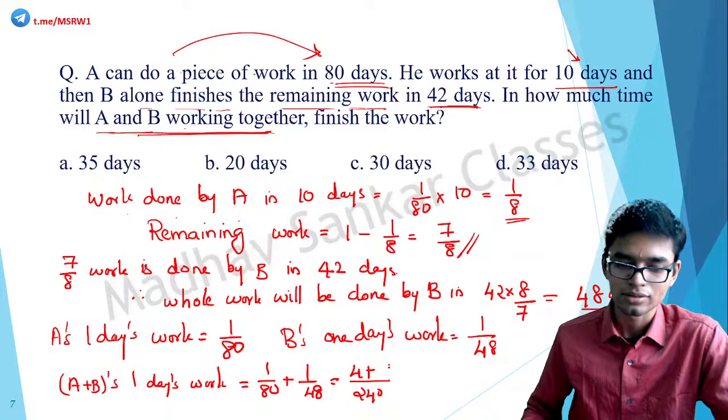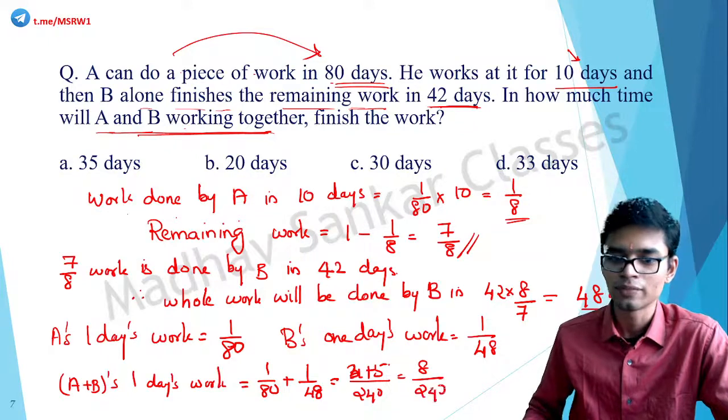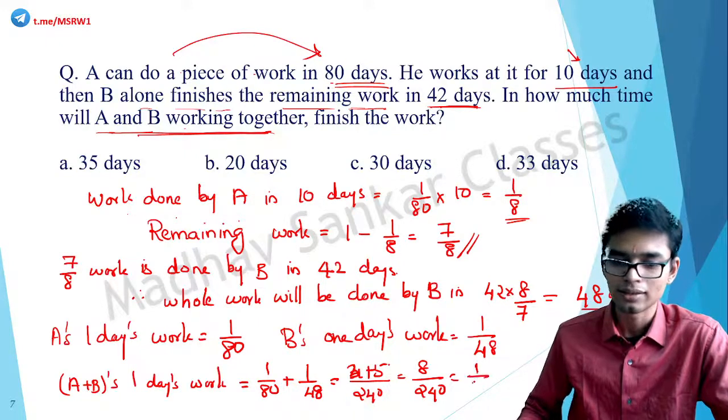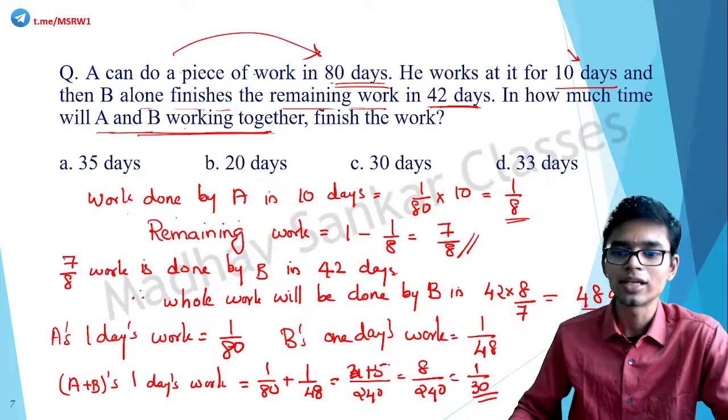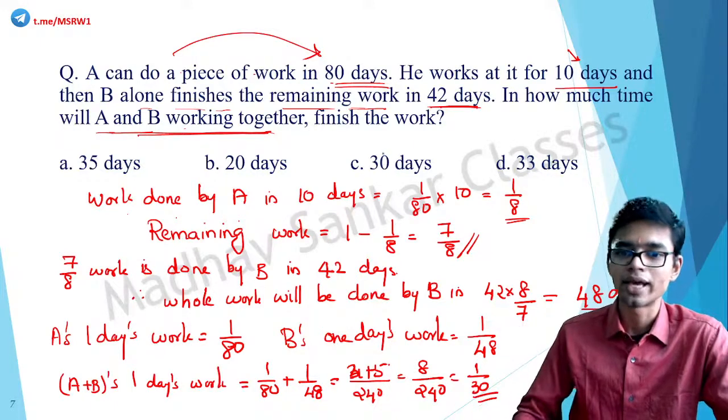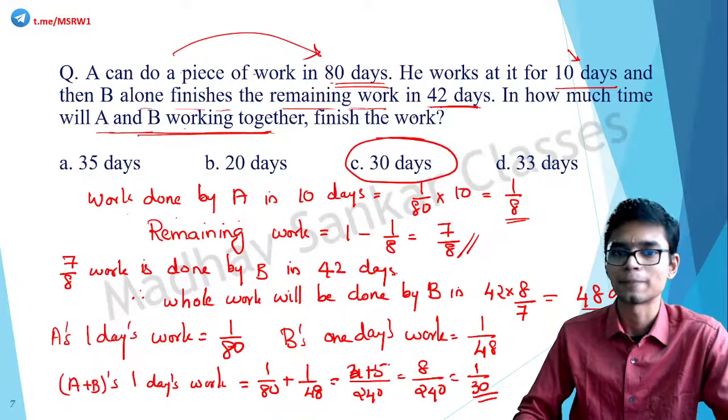3 and 5. So this is equal to 8 divided by 240, correct? Again, we can cancel out 8 and 240 and reduce this to 1 by 30. Okay, so this means what? They will finish the work in 30 days. A plus B's 1 day's work is 1 by 30. So they will finish the work in 30 days. So the answer is option C.